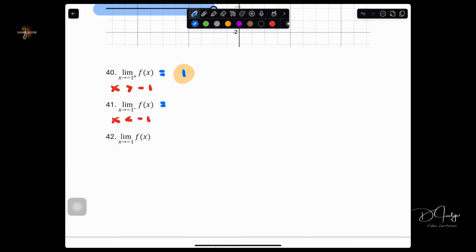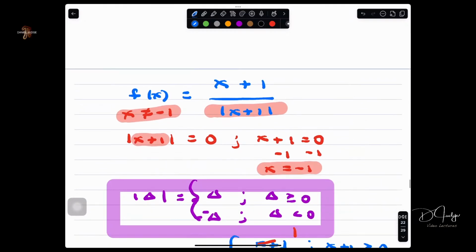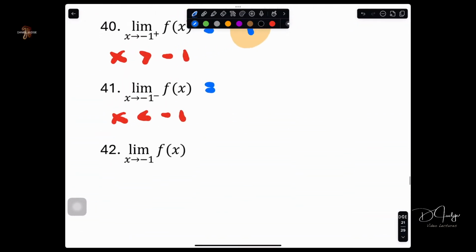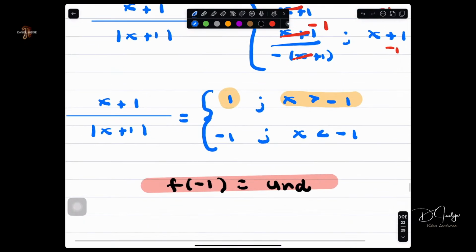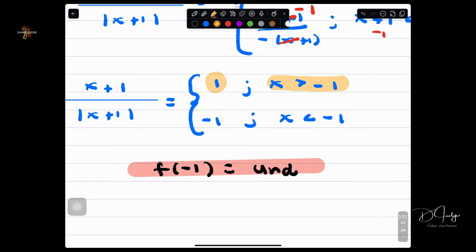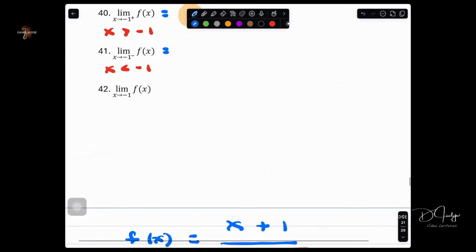I'll keep it orange, I guess. And then the bottom piece, you say, what do I use when x is smaller than -1? You're going to use that bottom piece. Why? Because that's how it's defined. Use -1 when x is smaller than -1. So it's going to be -1, the constant value.